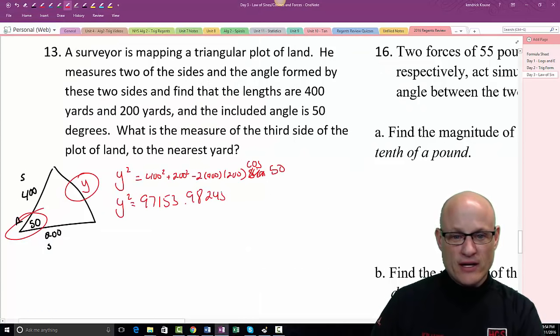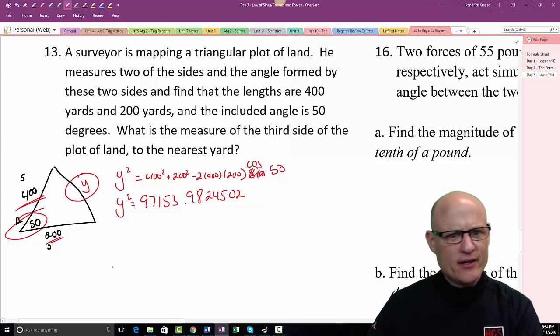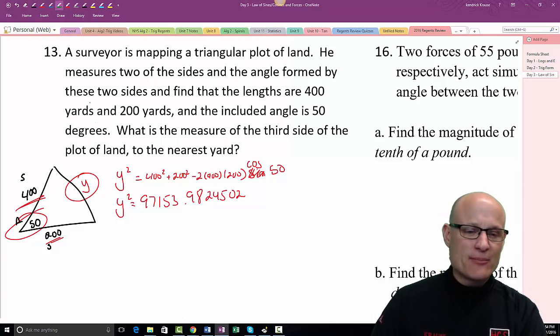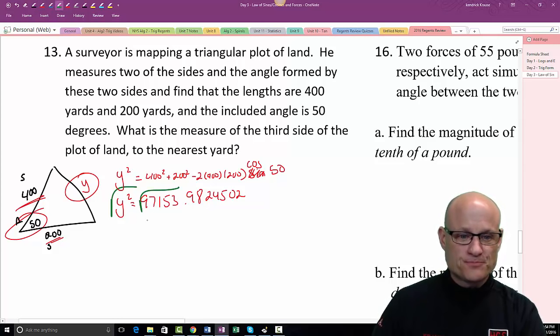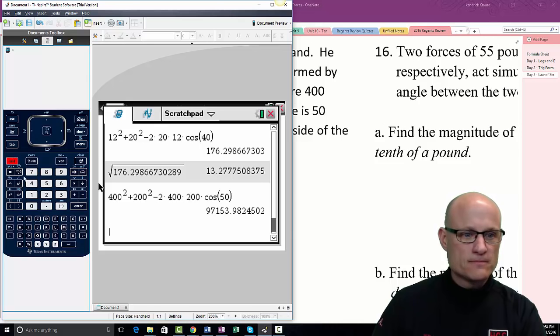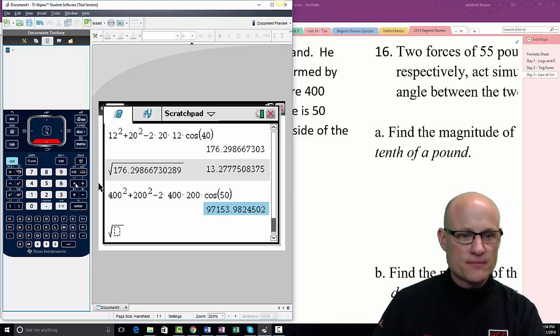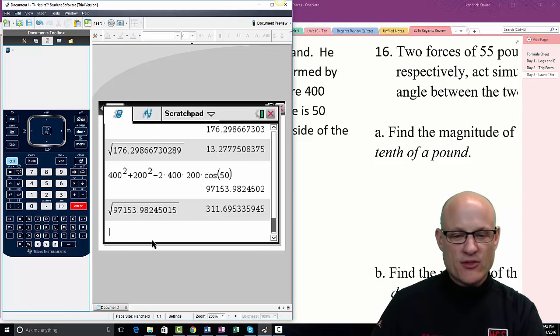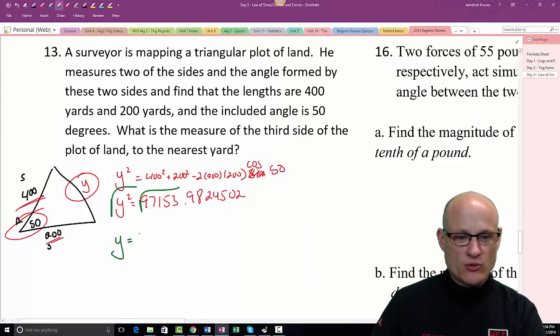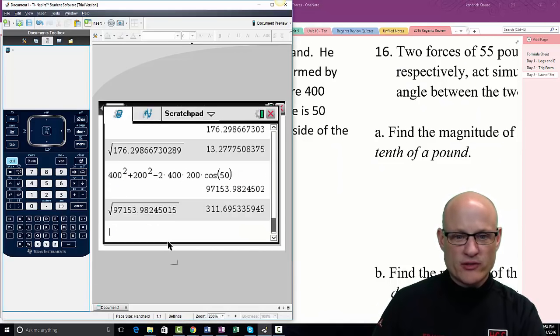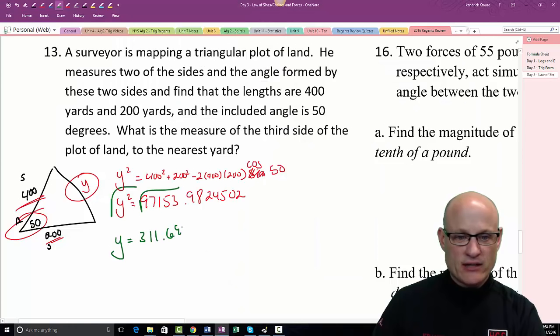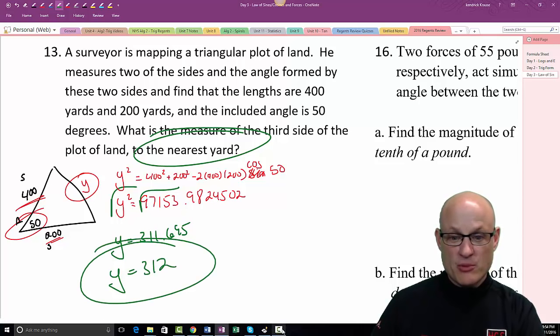24,502. No way you're going to have a side 400, 200, and 97,000. Come on. Last step. Take the square root. And I get 311. So y equals 311.695, round to the nearest yard. Y equals 312.